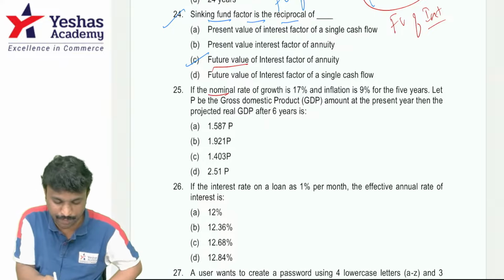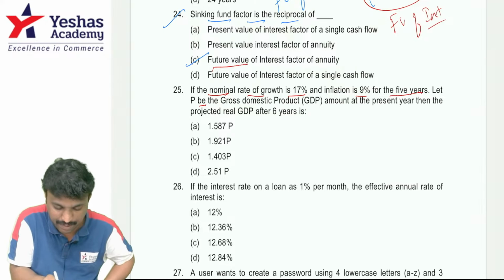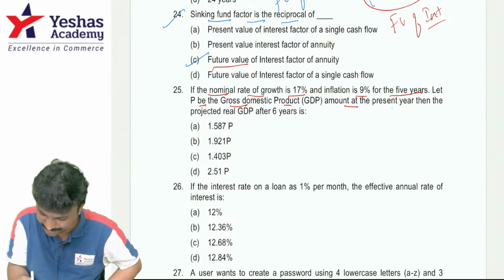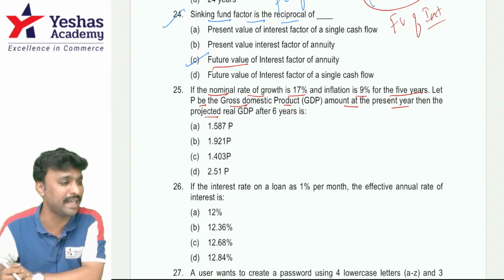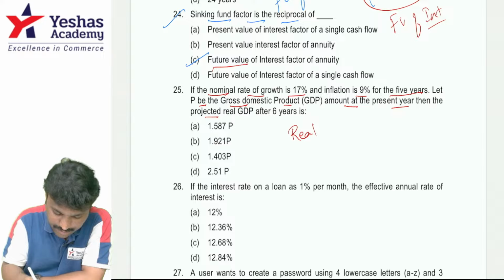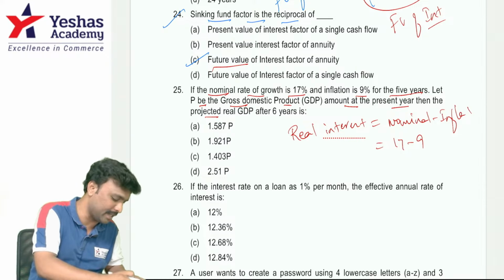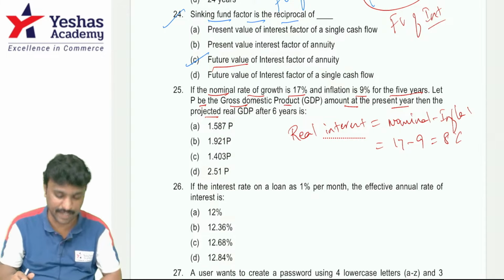25th question. If the nominal rate of growth is 17% and inflation is 9% for 5 years, let P be the gross domestic product amount at the present year, then the projected real GDP after 6 years. So what is real GDP? Basically, we have to take the real interest rate. First of all, what is the real rate? It is the nominal minus the inflation rate. The nominal rate is 17, the inflation rate is 9. So 17 minus 9 gives you 8%. So the real rate of interest is 8%.